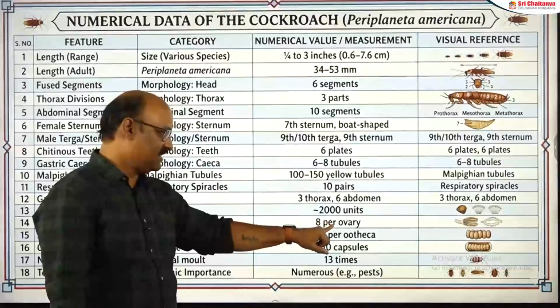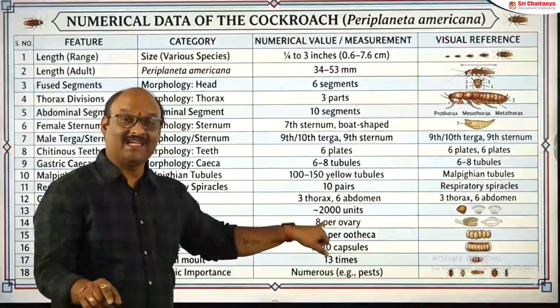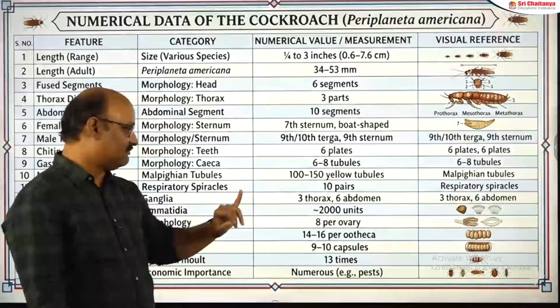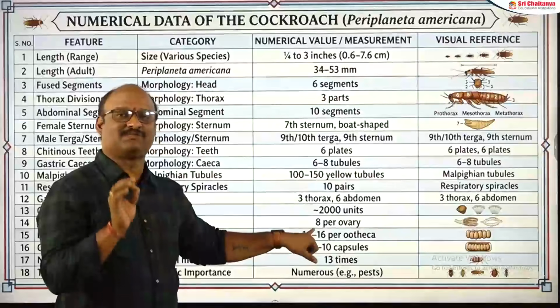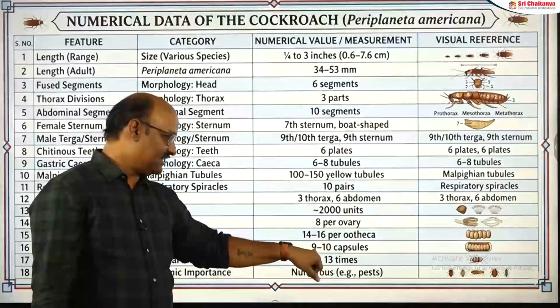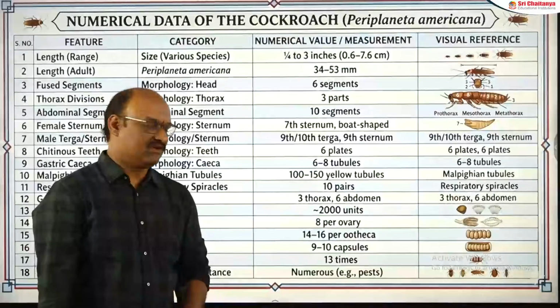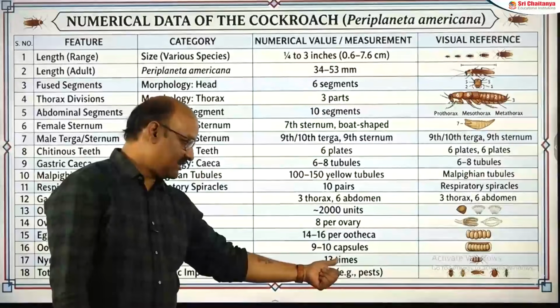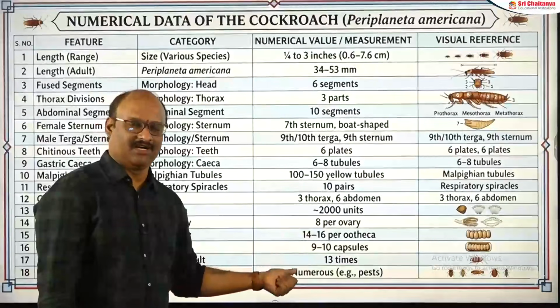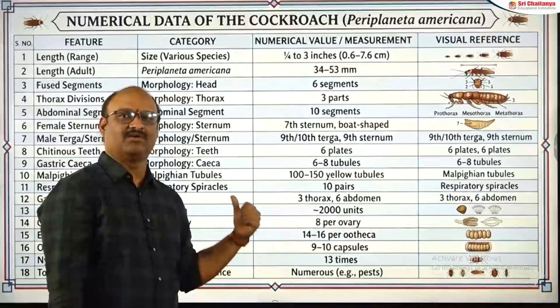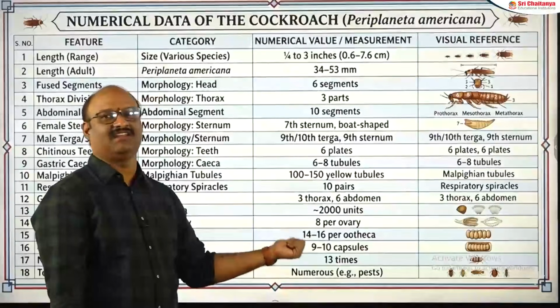This is one of the numbers, and each ovary will have 8 ovarioles, and this is the number, 14 to 16 eggs per each ootheca, and like that 9 to 10 capsules are released by the cockroach in a season. And the young one of the cockroach, the nymph, undergoes molting 13 times and finally turns into an adult.